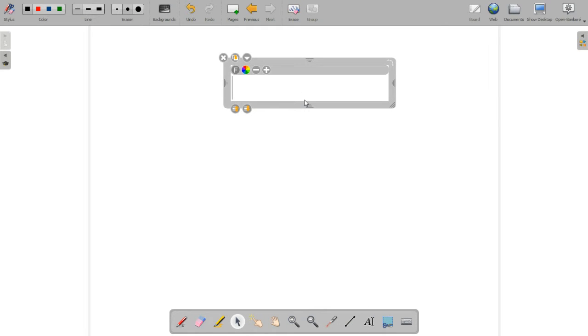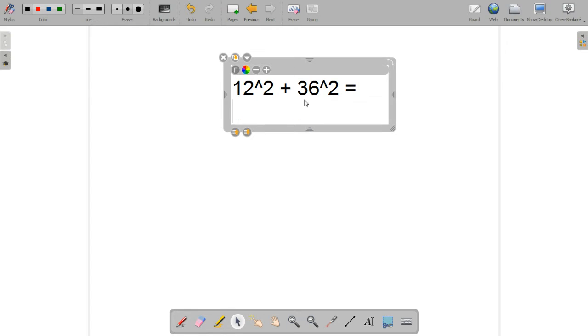Let's say we have 12 squared plus 36 squared. More than likely, people are probably going to know 36 squared. But if you don't, you can use this method as a shortcut. You know that 36 is 3 times as big as 12, so 3 squared is 9. 9 plus 1 is 10. So it's just 10 times 12 raised to the 2.